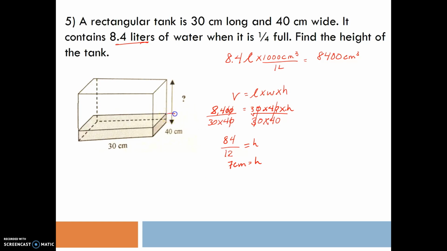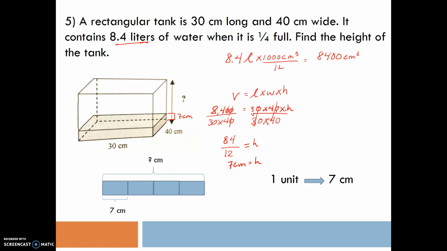Now remember though, that's only the height of the water level, okay? And it's only 1/4 full. So we're going to use the unitary method, and we're going to assign 1 unit to 7 centimeters, and we're just going to multiply by 4 to find the total height. So 4 units equals 28 centimeters. So that's going to be the total height of my tank.